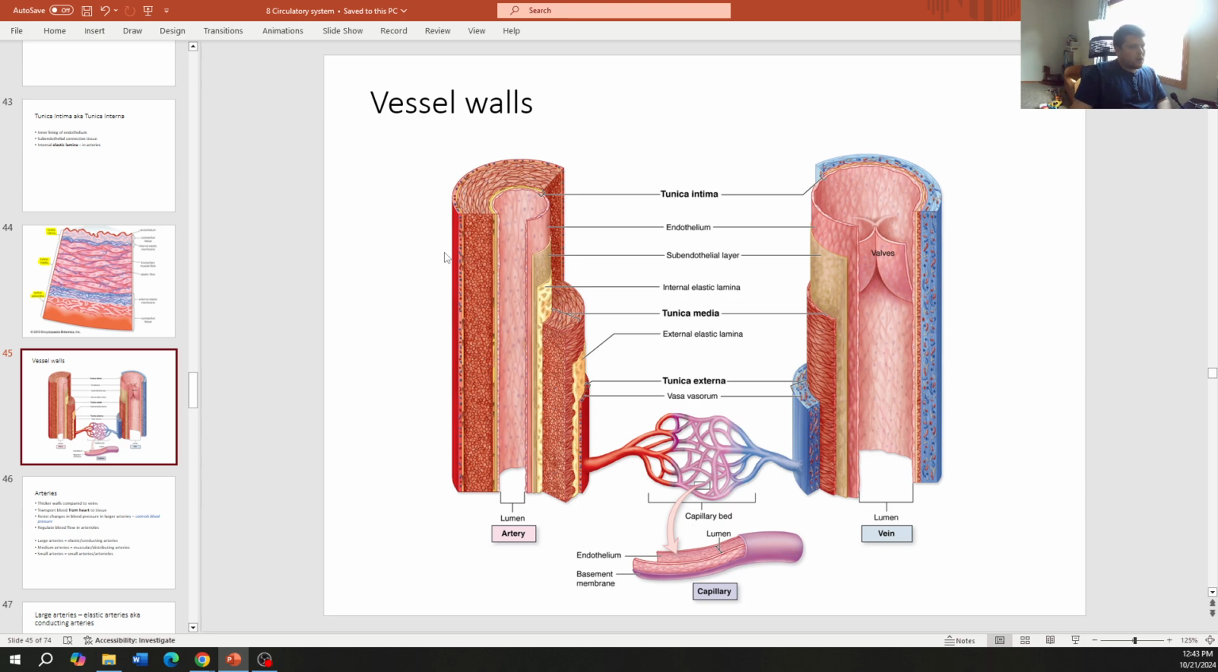So here we can see artery versus vein. Vein has a little bit of a thicker tunica externa, and it has all of those vessels, that vasovasorum. Vasovasorum is literally just meaning vessels within the vessel.